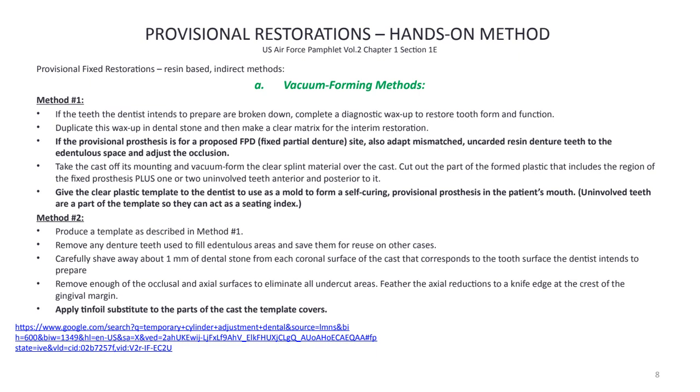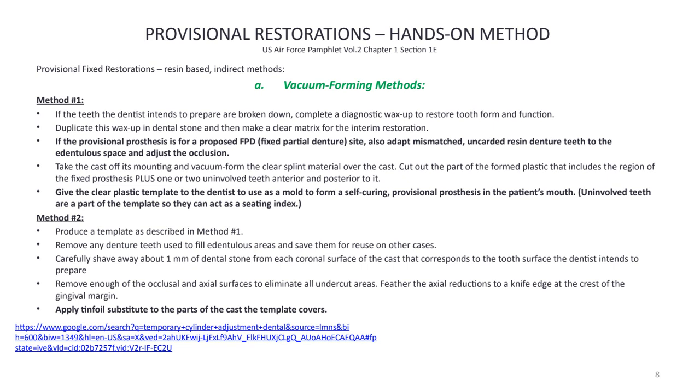So once we have the duplicate cast done, it's ready to be used in the vacuum forming procedure. We can put the model in the vacuum forming unit, and we are also going to introduce the clear plastic sheet. We're going to warm up the plastic sheet, and then we're going to press the plastic sheet over the model to take the shape of the teeth. It's going to be molded over the model.